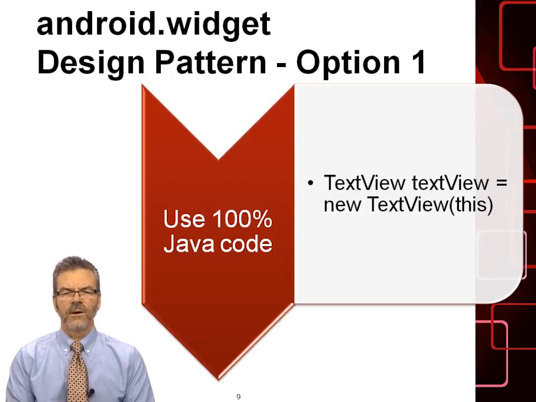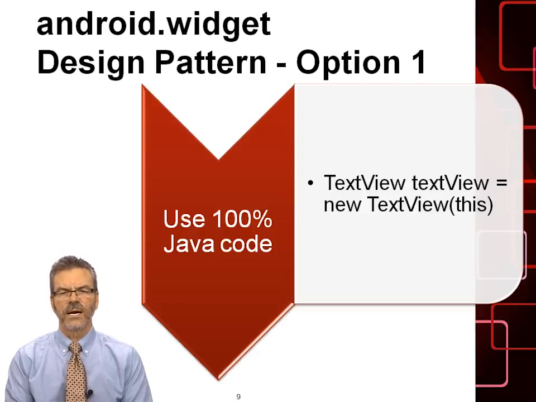Now, what's the design pattern of using a widget using 100% Java code? Well, it turns out all you have to do is create a new instance of a widget. For example, saying new TextView of this. What that says is create a new TextView and create it in the context of the activity, which is where the this is coming from. So in this particular slide, I'm showing we have a variable called textView, which is created by saying new TextView of this. So that's using 100% Java code.